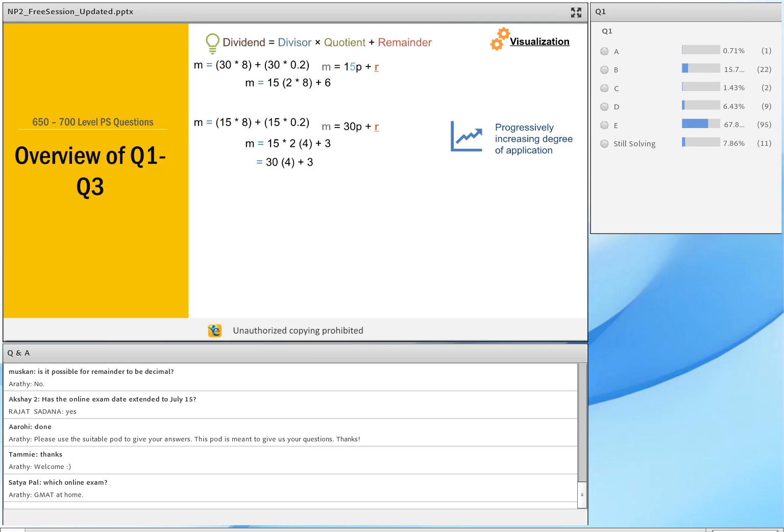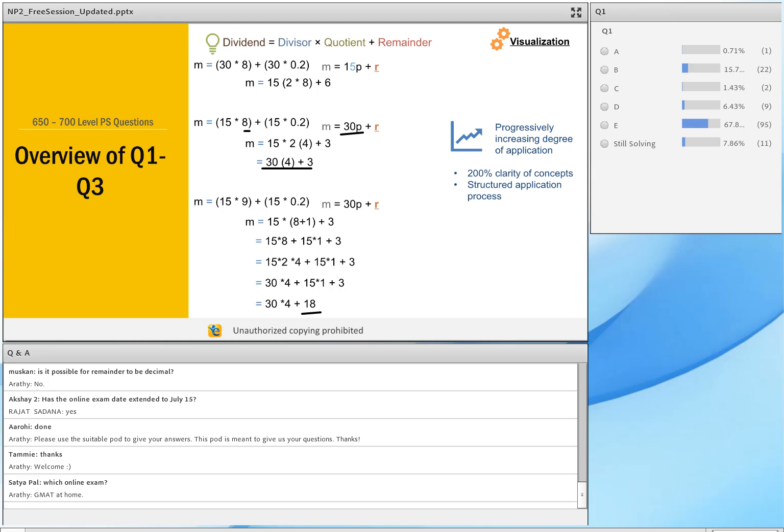We had to find a remainder when m was divided by 30. We used the exact same process. The only thing which was there was we actually split 8 over here into 4 times 2, which means we were able to express it this way. The third question, which is the last question that we solved, we were given m as 15 times 9.2. Again, we split 9 as 8 plus 1, and then we got the remainder as 18 over here.